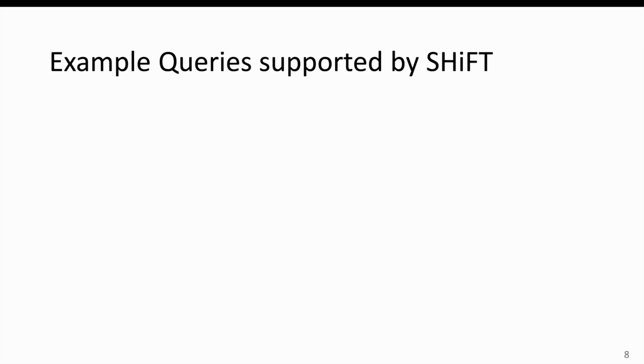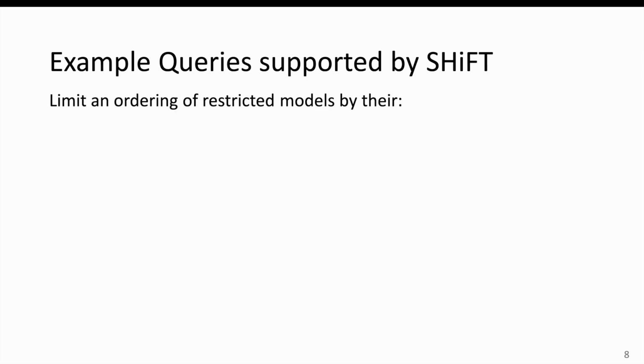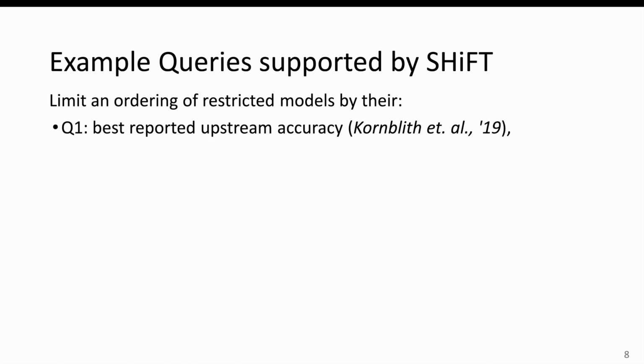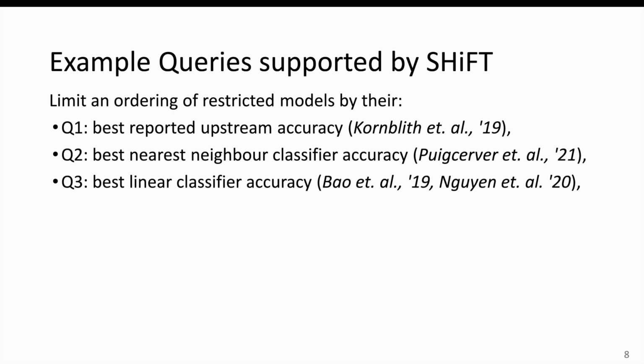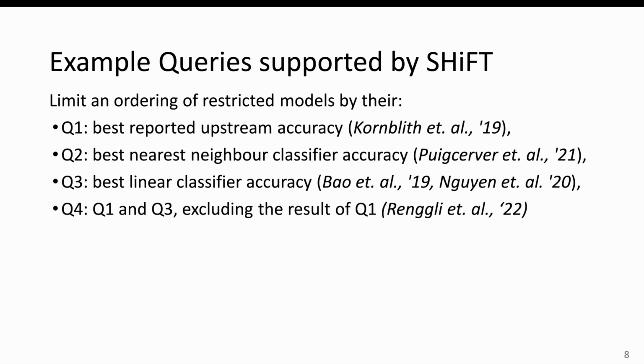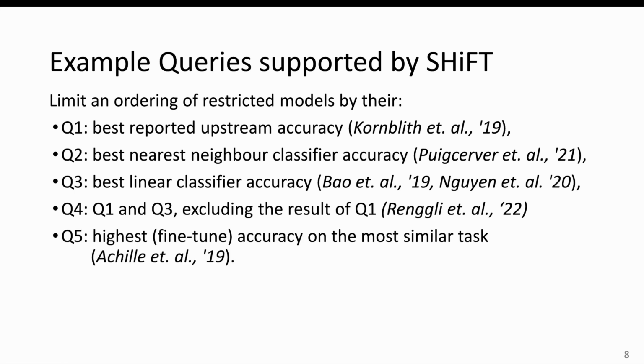So example queries supported by Shift, which are also proposed by related work, all aim at limiting and ordering restricted models by, for instance, their best reported upstream accuracy, which is a task-agnostic search strategy, or by their best nearest neighbor classifier accuracy or best linear classifier accuracy, which are both task-aware search strategies, or mixing task-agnostic and task-aware. For instance, this is something we proposed in our work from last year, or finally also meta-learned task-agnostic search strategies or task-aware search strategies like task2vec.